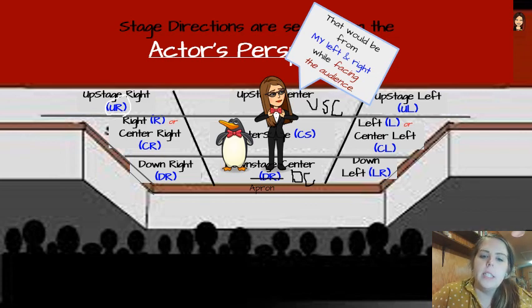DC, or you can do DSC, for downstage center, and then DR for down right, R for right, or CR for center right, okay? Remember, these stage directions are from the actor's perspective, okay?